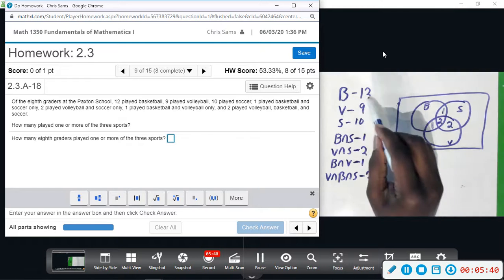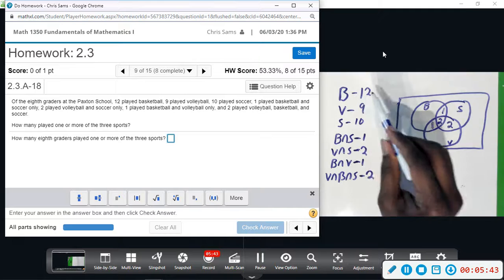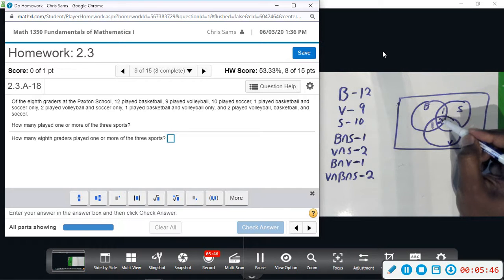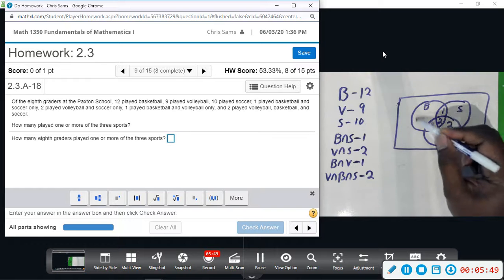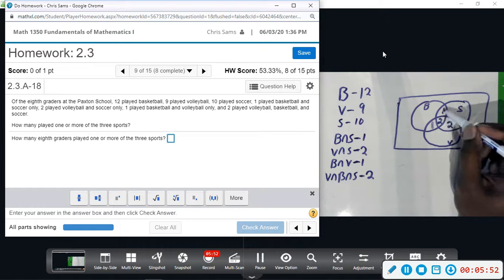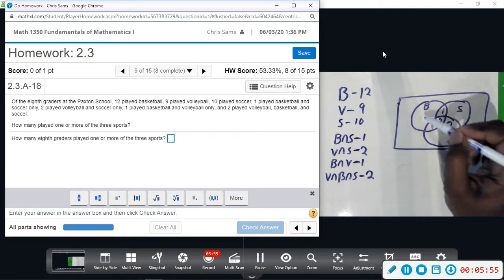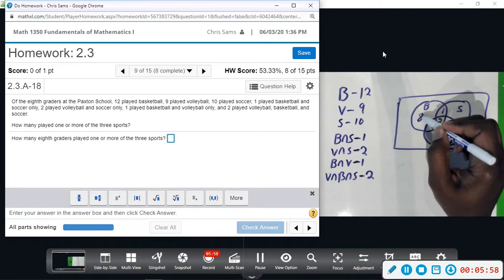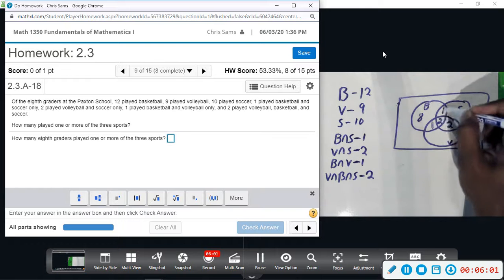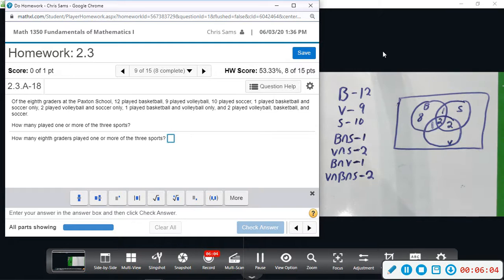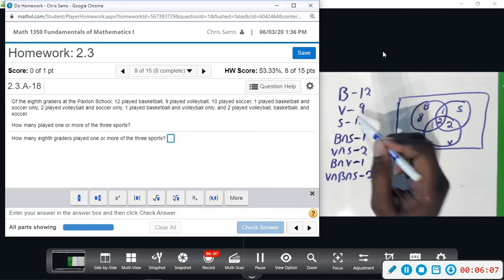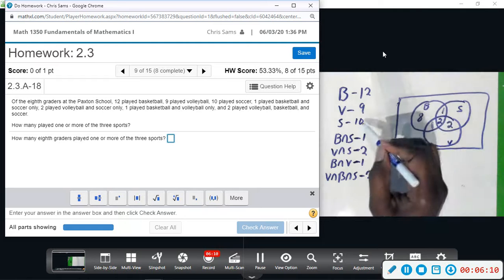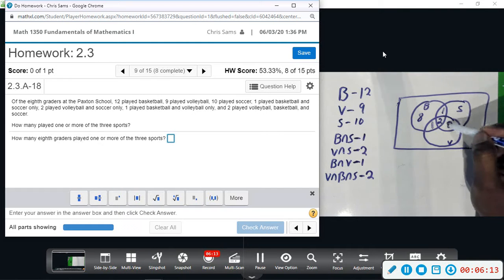So we know that 12 people played baseball or basketball. We already have 1, 2, 3, 4 accounted for. All of these are in that part B that played baseball. So out of 12, we have 4 already accounted for. So that means only 8 of them are playing baseball only. So you got to subtract those from the total to get what we need there. Now we're going to do the same thing with volleyball and soccer. So soccer, we have 10, but we're going to take away 2, 4, 5. So that's going to leave us with 5 over here in the soccer circle. My 5 and S look the same, but that's 5, that's S.